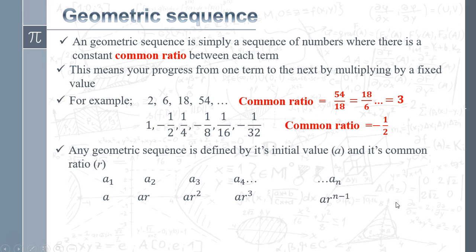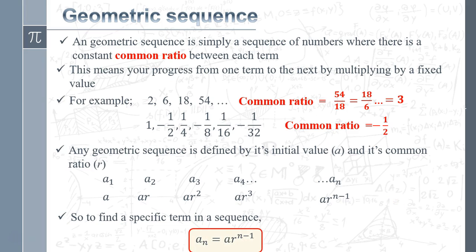So what that gives us, hopefully you can recognise, is A times R to the power n minus 1. And that is our formula for finding any particular term in a sequence. All right. Hopefully that's fairly simple. Let's move on and have a look at the summation one.